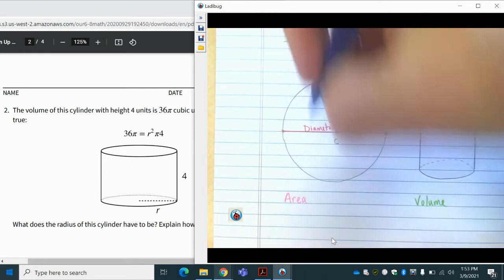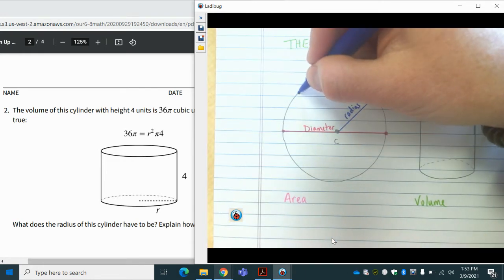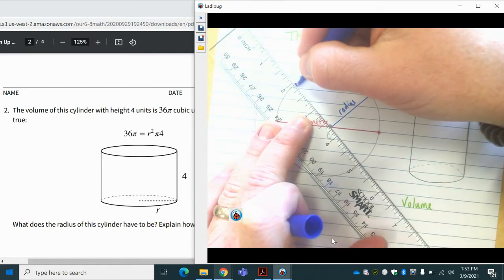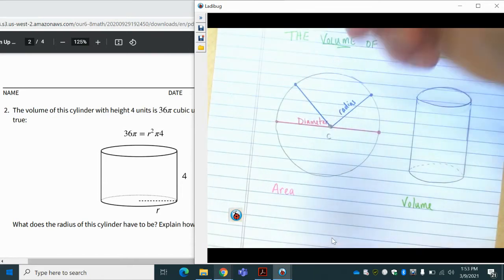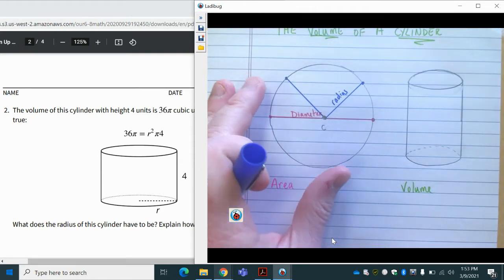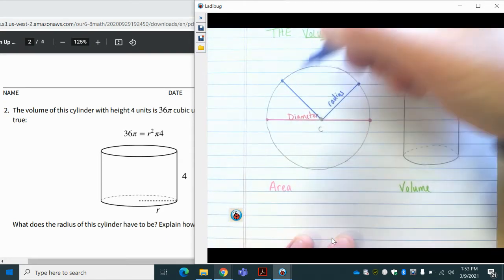If I picked another point on the circle, let's say over here, for example, and if I connected my line from here to the center, it should measure about 4 centimeters, which it does, because this is also a radius.